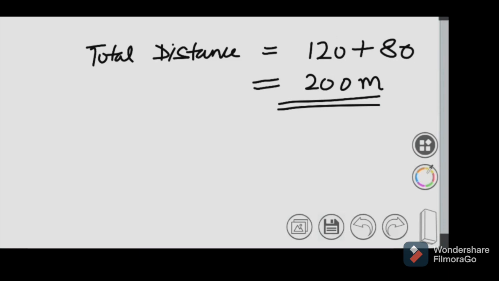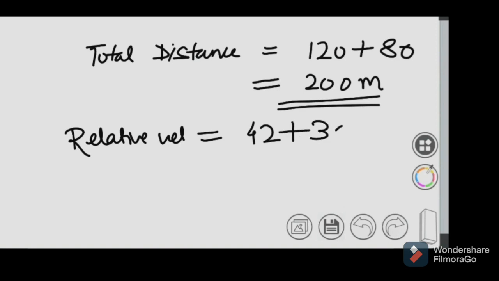So the total distance in this case is very simple, 200 meter. Now they are coming towards each other. So what will be the relative velocity? The relative velocities will add up because they are coming towards each other, right? Their individual velocities are 42 and 30, so obviously the relative velocity will add up. So it would be 72 kilometer per hour.